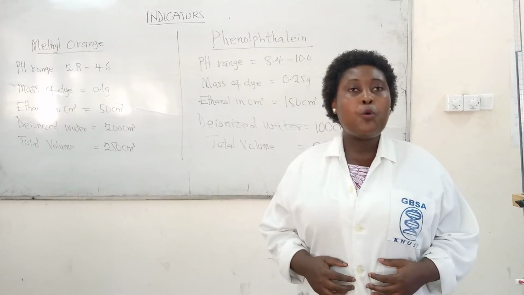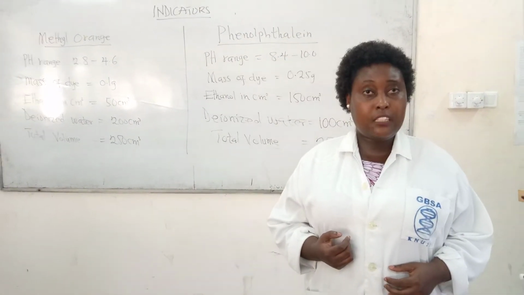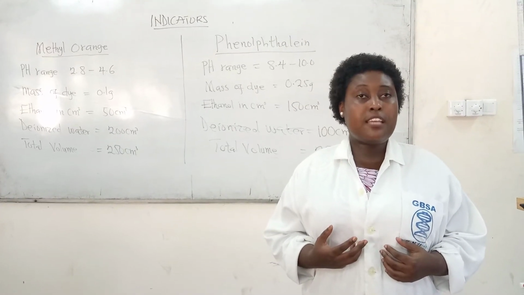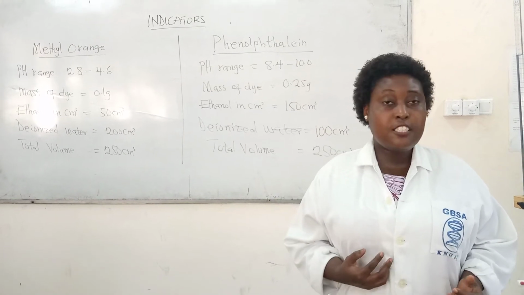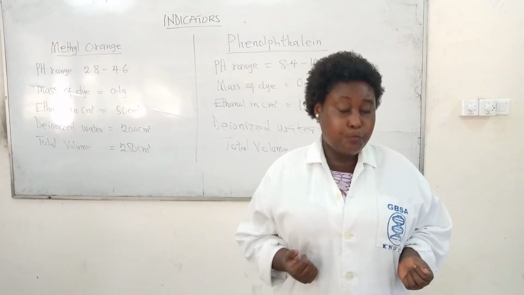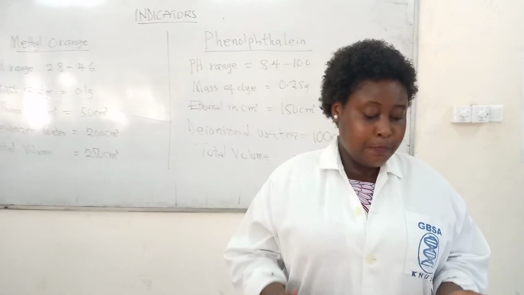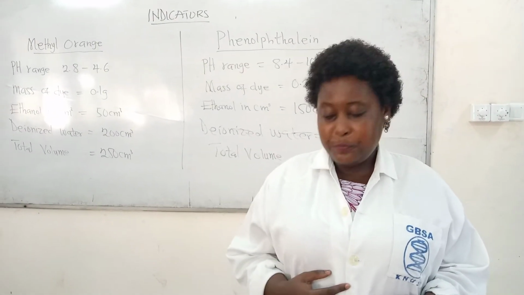So this is how we prepare phenolphthalein, and we use it for acid-base titration. If you are a chemistry teacher and your technician is not around and you are being asked to prepare phenolphthalein indicator, these are the steps that you follow.